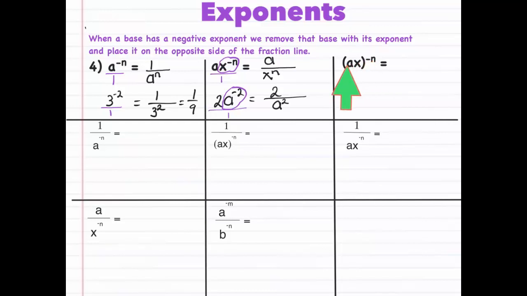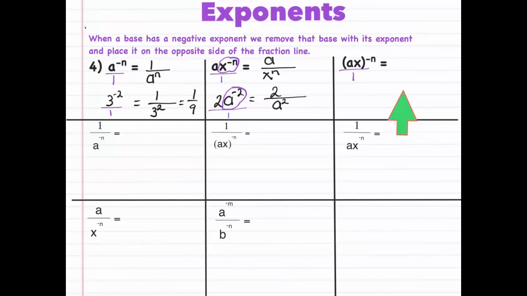It's not just the x and not just the a. It's both of them, because everything in the brackets belongs to the negative exponent. Okay, that's why we put it in brackets. So that means if we want to keep this the same, we can also write it as a times x in brackets to the power of negative n over 1. And now everything at the top is to the power of negative n. So everything there needs to get plucked out and put below the line.